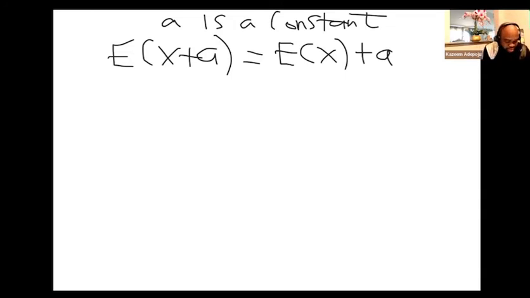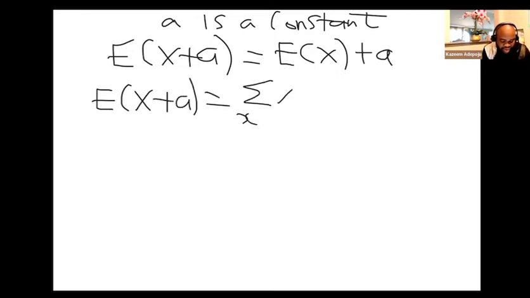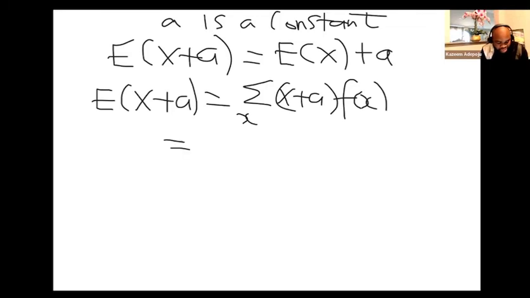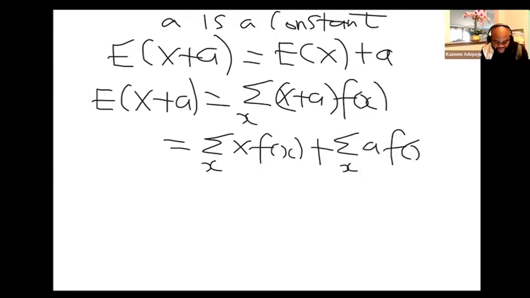So how am I going to do that? I'm going to have the summation over x of (x plus a) times f of x. Take a look at that now, so you can expand it: the summation of x f of x, plus the summation of a f of x. When you expand that, that's what you're going to have.